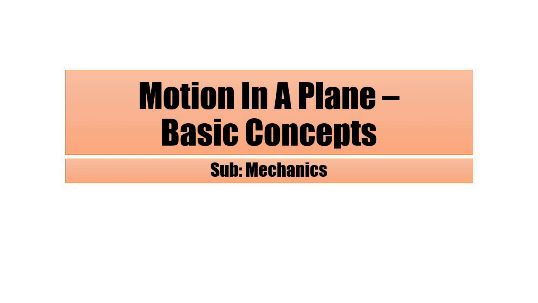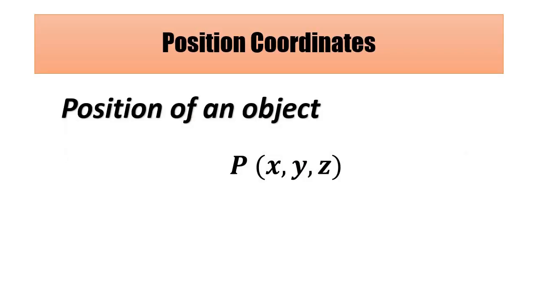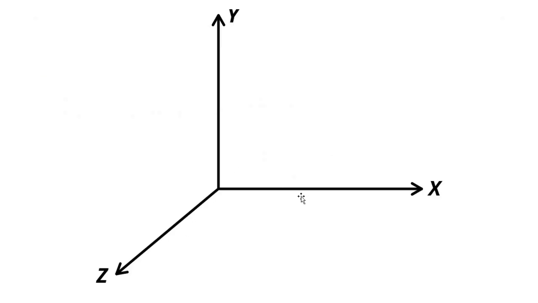Okay, so first, in order to discuss motion, we have to first specify its position. Now, the position of an object or a body in space is specified by its coordinates, where three important coordinates come into play: x, y and z on the coordinate axis.